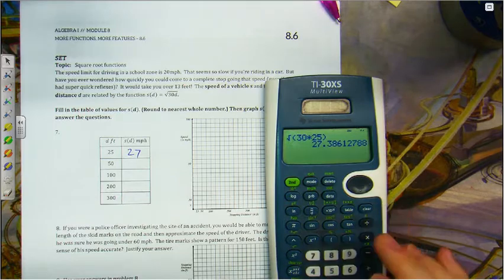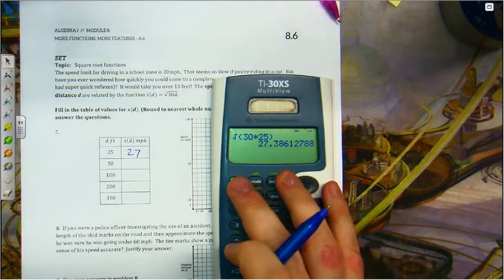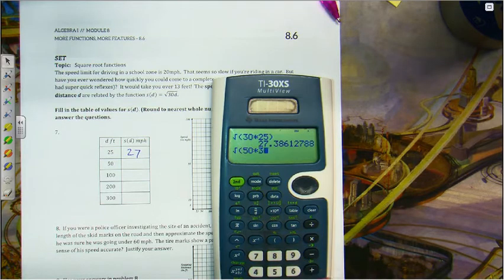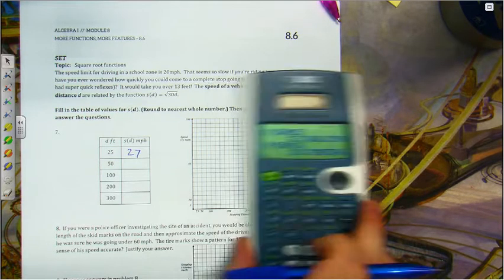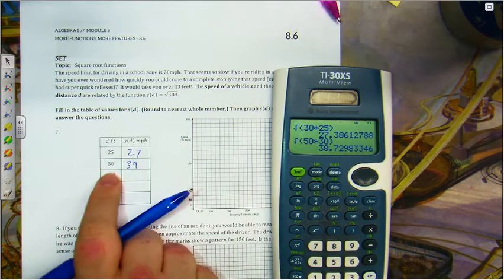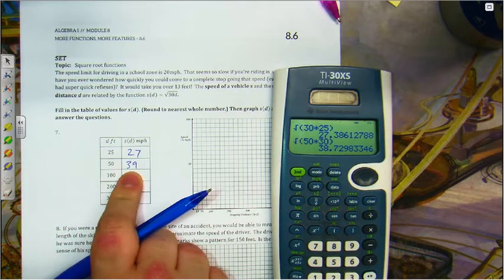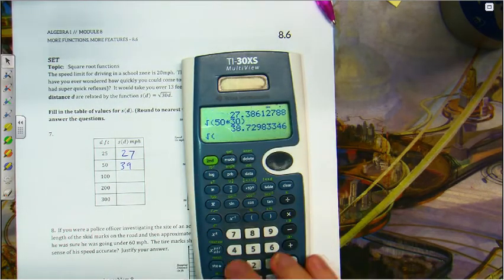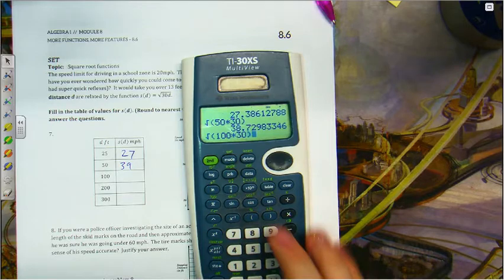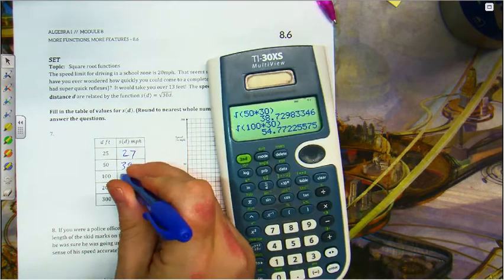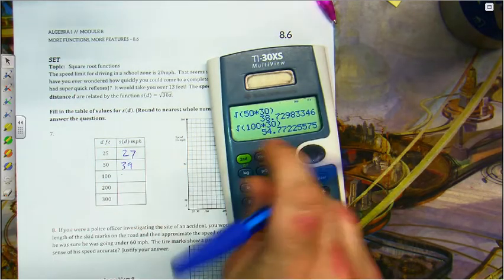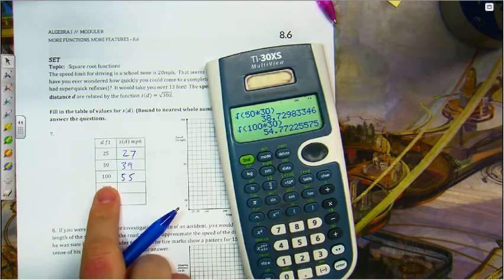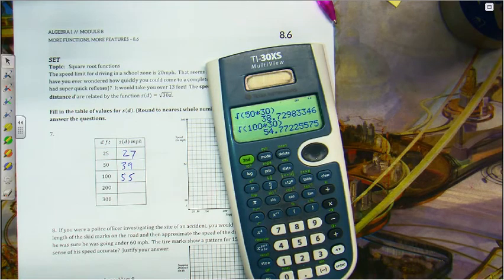Okay, let's try the next one, 50. So square root 50 times 30, 39. So if I wanted to stop in 50 feet, I have to be going no more than 39 miles per hour. Square root of 100 times 30, 54, I'm sorry, 55, it's gonna actually round up, huh? 55. So if I wanna stop at 100 feet, I have to be going no more than 55 miles per hour.